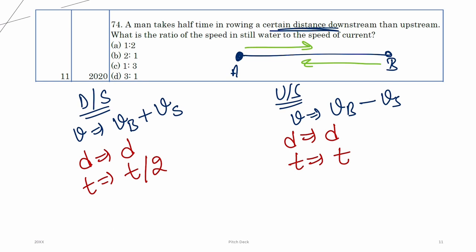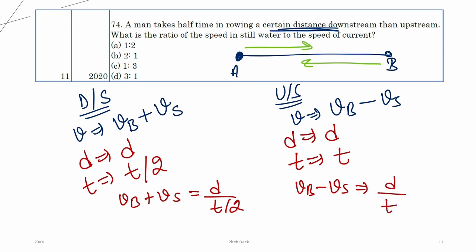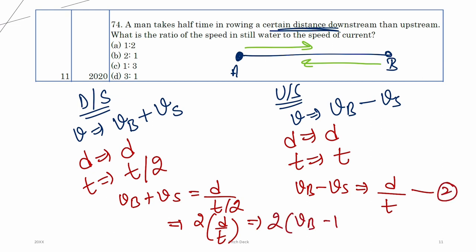This part is clear. Now let's solve this. Speed is distance upon time. Vb plus Vs is d upon t by 2, and on this side Vb minus Vs is equal to d upon t. I hope this is clear. Now we can solve this d by t. This part is right, I've just taken 2 on the denominator. D by t is what? From the second equation, d by t is Vb minus Vs.